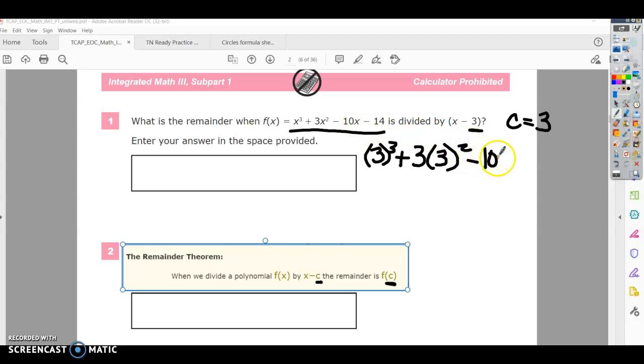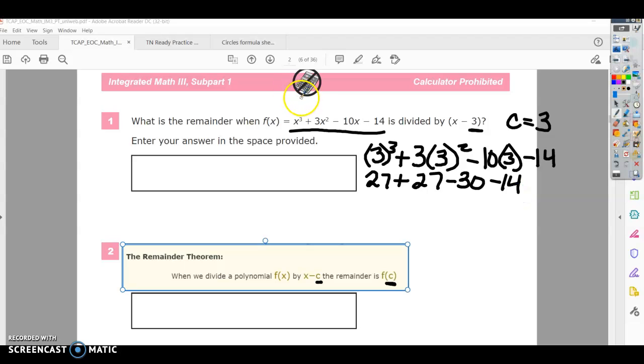minus 10 times 3 minus 14. So all I did was take my x's and plug in 3, just using the remainder theorem. Then you can take this and plug it into your calculator. So you're going to get 3 cubed is 27, 3 squared is 9, 9 times 3 is 27, negative 10 times 3 is negative 30 minus 14.